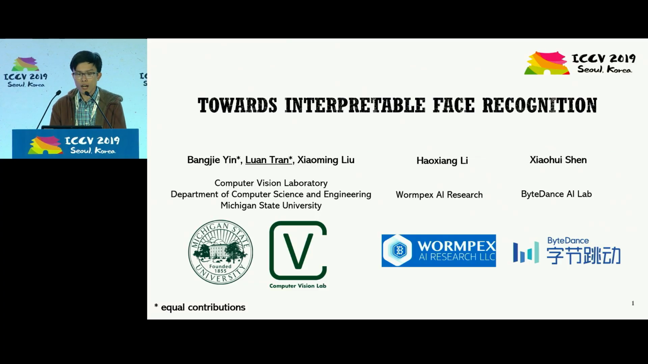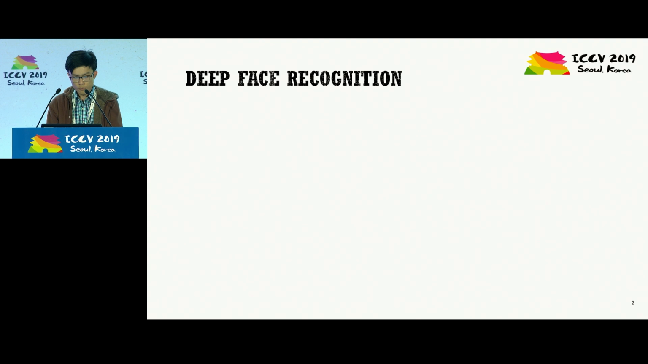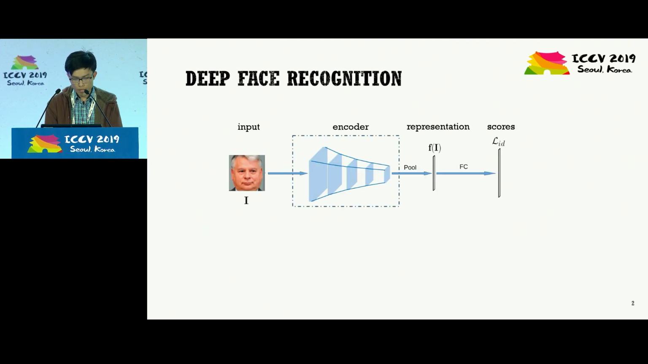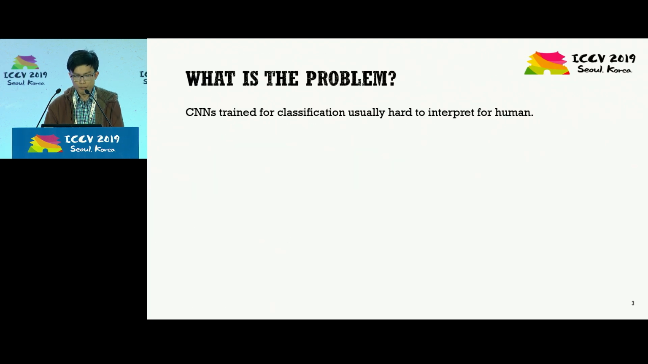Hello everyone, I'm Luan from Hilliges University. Today I'm going to present our work on interpretable face recognition. For face recognition, traditionally, from the input images, an encoder network extracts a single vector that represents the identity of the person. Even though it is good for recognition purposes, this identity feature is highly abstract and difficult for humans to understand.